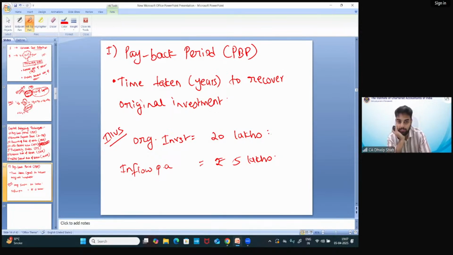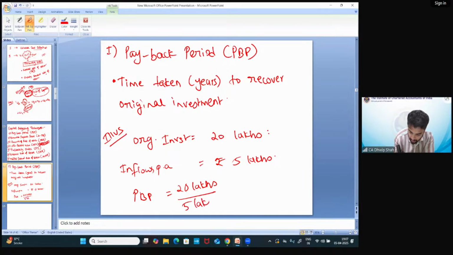मेरा ओरिजिनल इन्वेस्टमेंट कितने साल में रिकवर हो जाएगा? Tell me what would be my payback period in this case? I've invested 20 lakhs and I'm earning inflow of 5 lakh every year. So my original investment would get recovered within how many years? 4 years. Everyone, 4 years. Yes, 4 years. Correct. So that is your payback period. Simple. So how did you find this 4 years as your answer? You divided 20 lakhs by 5. Yes or no? This is the calculation your brain did.